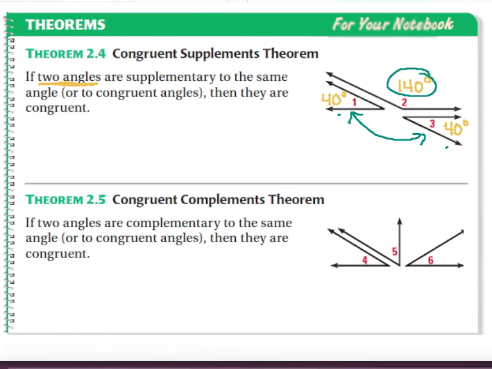Same idea works for complementary angles. This time the two angles we're looking at are angle 4 and angle 6 here. Let's say that angle 5 was a 50-degree angle, and we knew that angle 4 and 5 were complementary. That would make this guy a 40. And if we knew that 6 and 5 were complementary, that would make this one a 40. And so if those two angles are both complementary to that same angle, then those two angles are congruent to each other. That is called the congruent complements theorem.